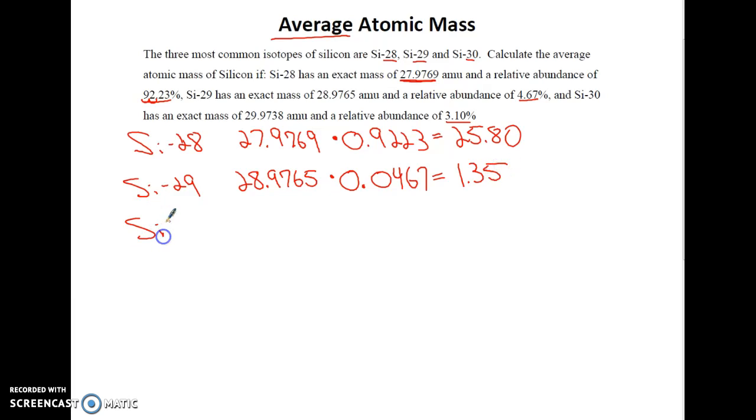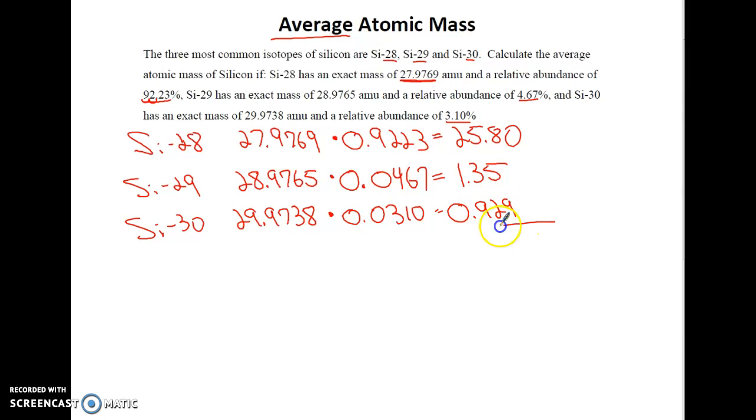And now you have silicon 30. The mass is 29.9738. Multiply it by the relative abundance, becomes 0.0310. Again, pay attention to how many times you move the decimal point, and that becomes 0.929. Now all you have to do is add up these three numbers.